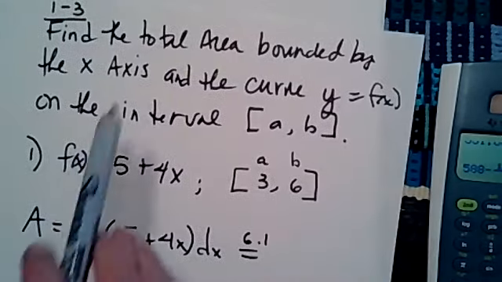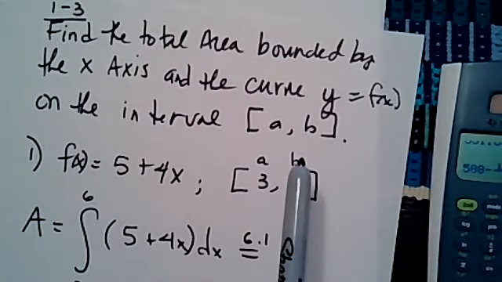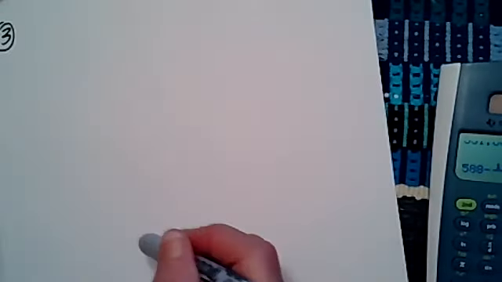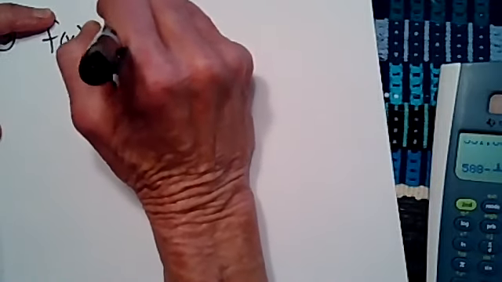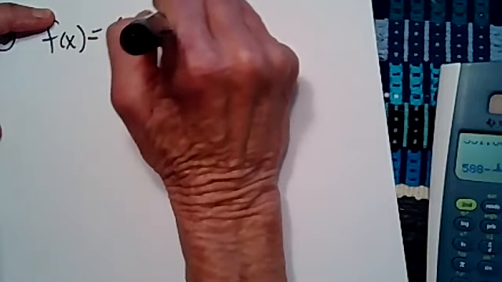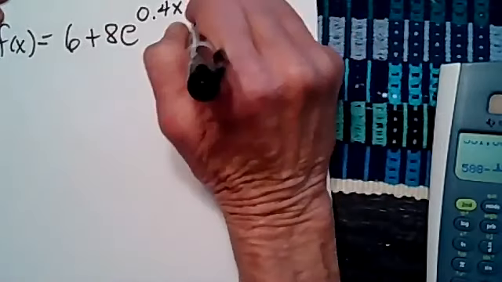And remember, these instructions are the same. So for these three, they're going to ask us to find the area bounded by the x-axis and the curve. So they're going to give us a curve and an interval, and we're going to set up the definite integral. So question number 3 is f of x is 6 plus 8e to the 0.4x. And my interval is from -2 to -1.